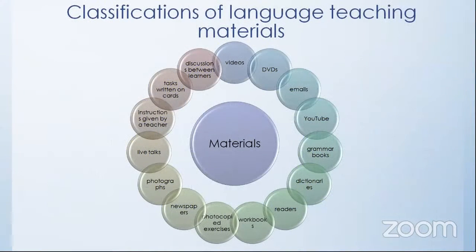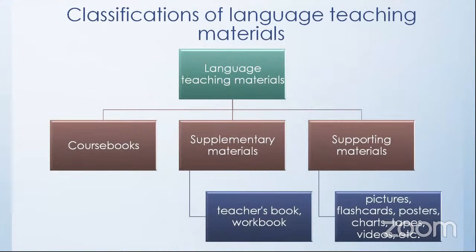Here we can see classifications of language teaching materials. As we can see from the diagram, grammar books, YouTube videos, even emails, discussions between learners, photocopied exercises, readers, dictionaries, instructions given by a teacher, everything can be considered as language materials. But here we can see one more classification, which is more structured. Generally, all language materials can be divided into three large categories: course books, supplementary materials, and supporting materials.